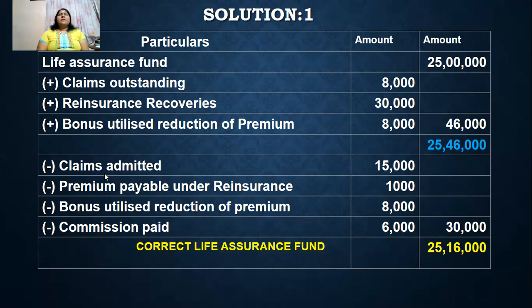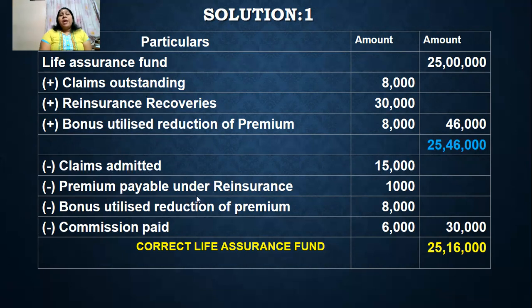Then the thing I want to highlight in this calculation of life assurance fund: if you assume an item is an income, after reading the items, it has to be added. In case it is an expense for the life insurance company, it must be deducted, to know the correct life assurance fund. As per this problem, these three are all income for the insurance company. That's why I'm adding. And the expenses as per this problem are claims admitted, because the claims are going to be paid by the insurance company. That's why I am deducting.